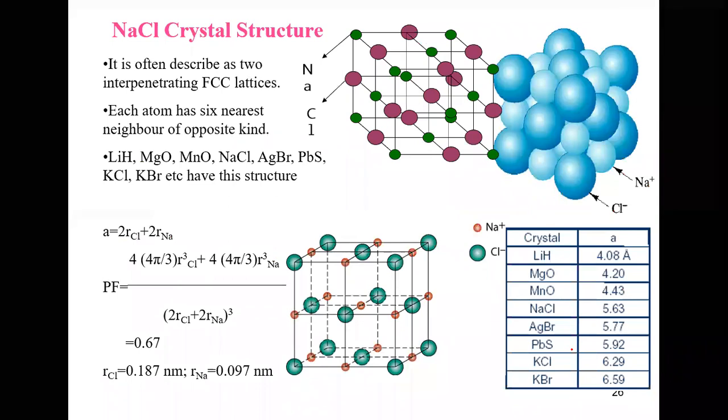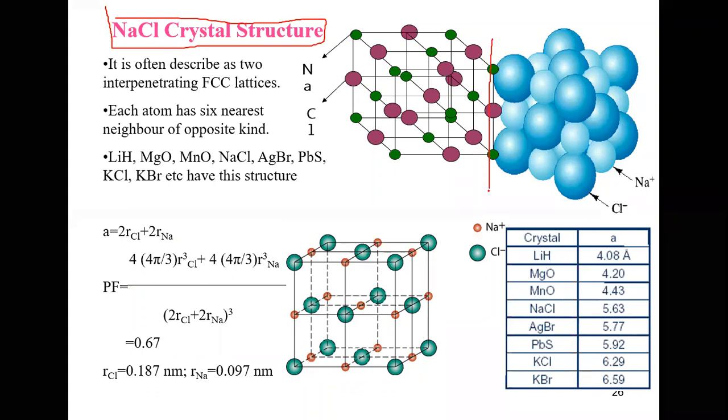Okay, so in your syllabus, two special crystal structures are mentioned. One is the sodium chloride crystal structure, another is the cesium chloride crystal structure. At first, we are going to study the sodium chloride crystal structure. That's a very important one. If you look at the stack of atoms in a unit cell, that will be the 3D view of a sodium chloride crystal structure. This one is chlorine, and the smaller one is sodium, and then again chlorine.